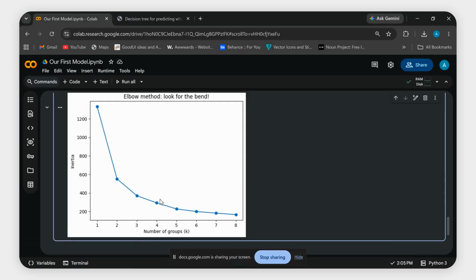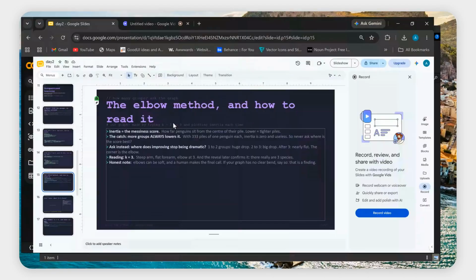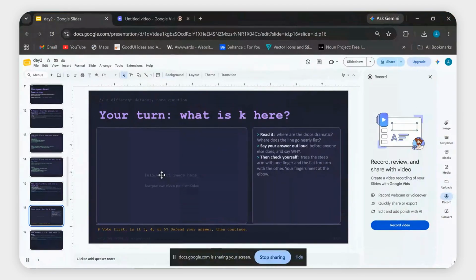So yes, your turn. The question I want to ask you, let's go back to our slide: what is scale? In the cell that you ran, what is scale? Say your answer out loud before moving on and say why. And when you say why, you fact check with this next slide.